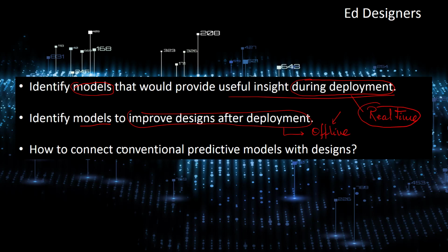And basically, the third thing we want you to start thinking about is these conventional predictive models. How do you connect them with the design? In other words, start drawing specific parts of your design, let's say, for example, assessment or engagement or perhaps projects or any element you can think of, and see if there is any predictive model that would relate to any of these elements.